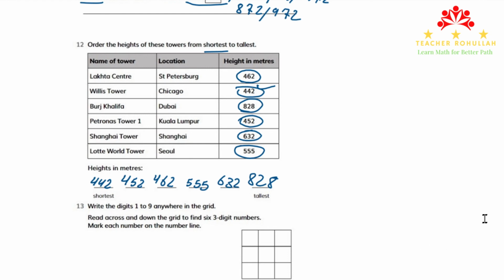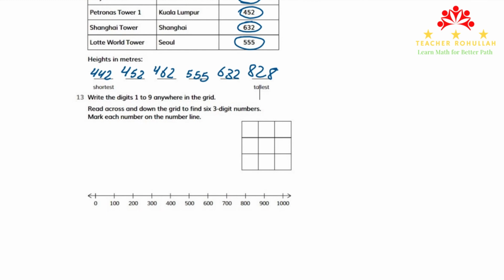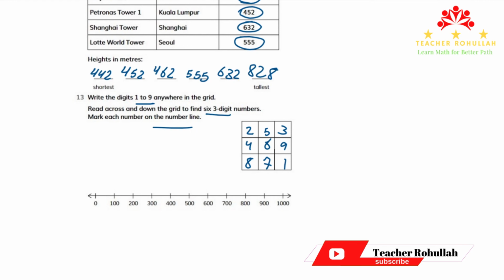Let's move to the last question, which is question number 13. In this question, it says, write the digits 1 to 9 anywhere in the grid. Read across and down the grid. Find 6 3-digit numbers. Mark each number on the number line. Okay, I will randomly put them here. Let me put 2 here, 5 here, 3 here, 4, 6, 9, 8, 7, and 1.